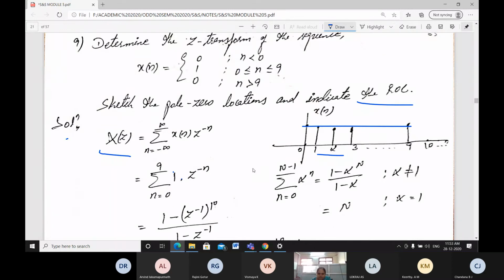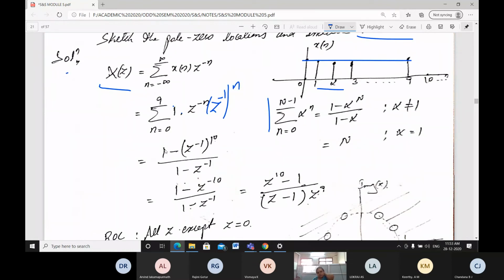Here the formula is written, that is, n varying from 0 to capital N minus 1 of alpha raised to n. You have to use the equation 1 minus alpha raised to capital N divided by 1 minus alpha, when alpha is not equal to 1. When alpha is equal to 1, you will get capital N only. Here alpha is not equal to 1. Here z raised to minus 1 is there, right? I can write z raised to minus 1 whole power n. Based on that, you have to write the equation.